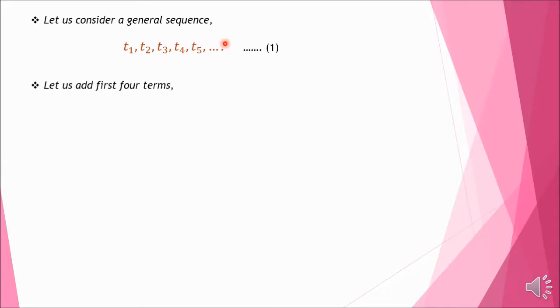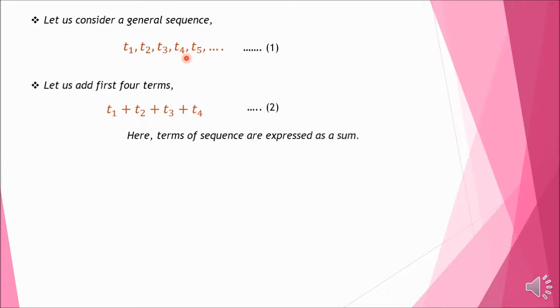Let us add the first 4 terms of this sequence: T1, T2, T3, and T4. That is T1 plus T2 plus T3 plus T4. This is equation 2. Here, the terms of the sequence are expressed as a sum. They are added, isn't it? All the terms are added. This way of representing a sequence is called a series.